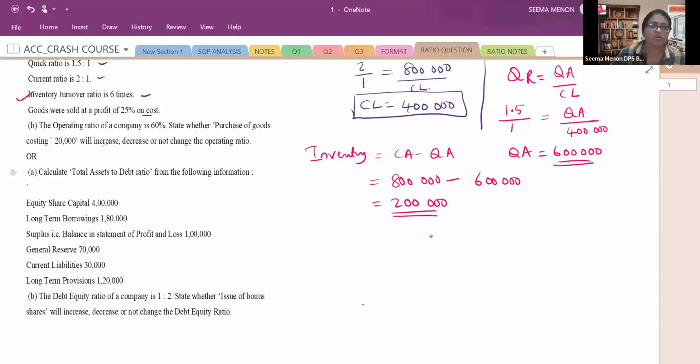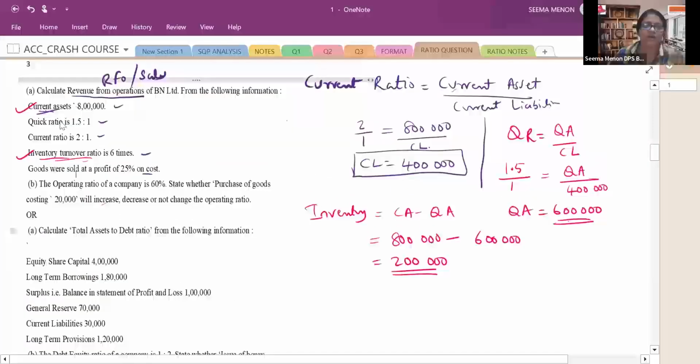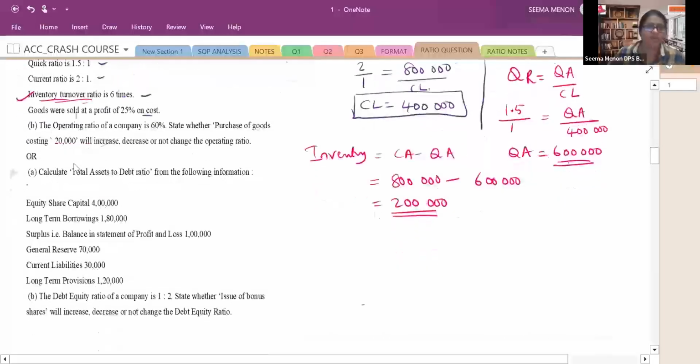Now come back to the question. In the question, you can see that we are going stepwise. As it is given in the question, in the same flow we are also moving. First, current asset, the current ratio, quick ratio. Then, by using these three, we got current liability and inventory. Now we are going to the next level, that is, inventory turnover ratio is 6 times.